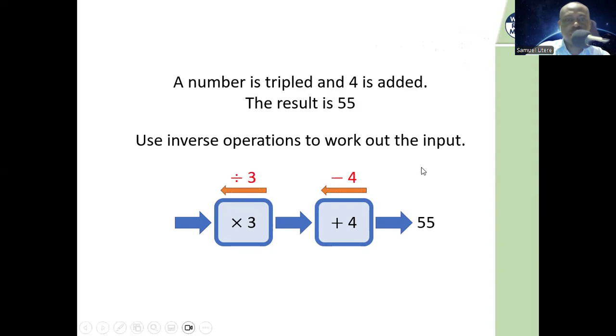Really important that when you work through word problems, you think about the order in which the question is being asked, and then you write out following the order in which the question is being asked. So here you see a number is tripled and 4 is added. See the order in which it is given to you. So you write from left to right. Of course, your answer will be 17.